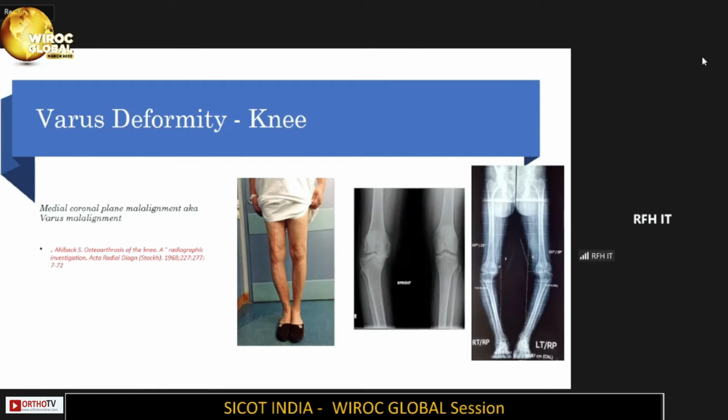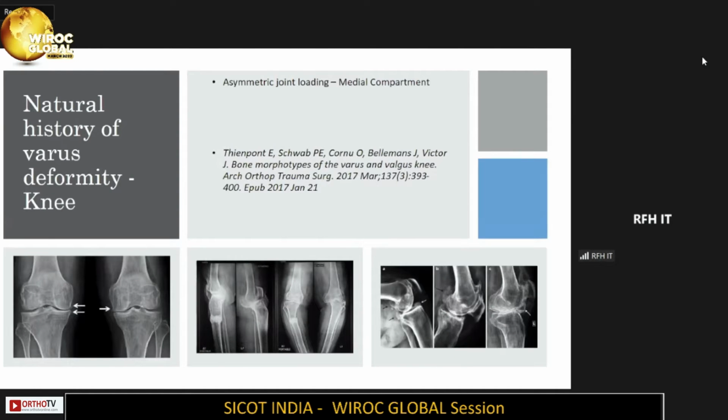So varus deformity of the knee, by definition, as per this article quoted, is medial coronal plane malalignment, also known as a varus malalignment. The natural history of this varus disease goes back to this article quoted by Pont et al., which has asymmetric joint loading, which leads to medial compartment asymmetric degenerative changes, which leads to osteophyte formation at the medial compartment, followed by tibial osteophytes, femoral osteophytes, then metaphyseal beaking, femorotibial subluxation, and later on stress fractures.